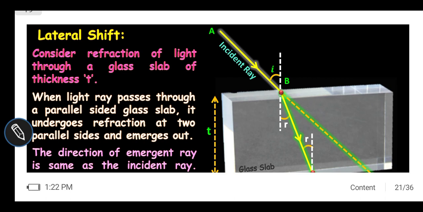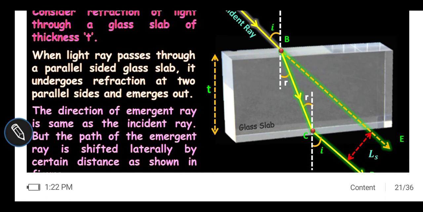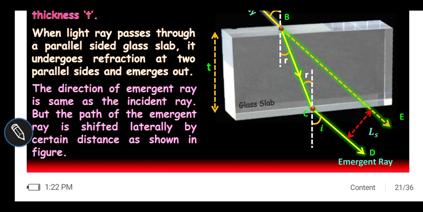The concept is lateral shift. Here we are going to consider refraction of light through a glass slab having thickness T. When a light ray passes through a parallel sided glass slab, it undergoes refraction at two parallel sides and emerges out. So the direction of the emergent ray is the same as the incident ray here. But the path of the emergent ray is shifted laterally by a certain distance, as we have shown in this figure.